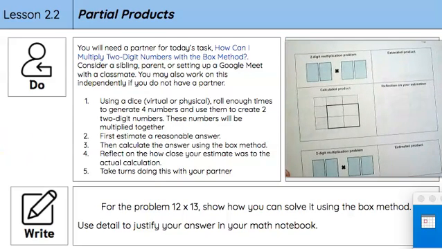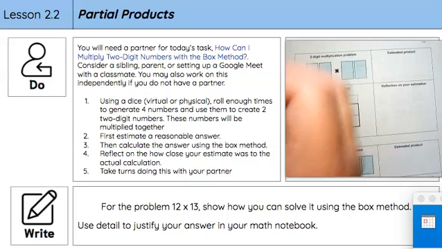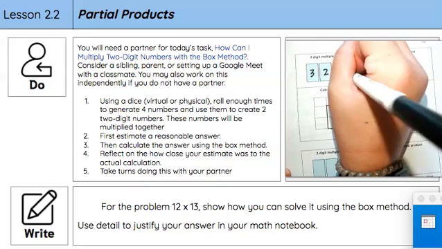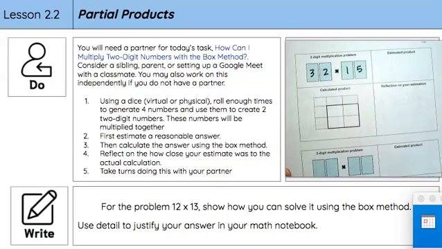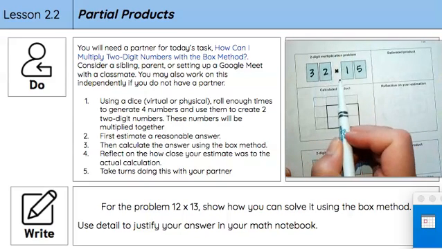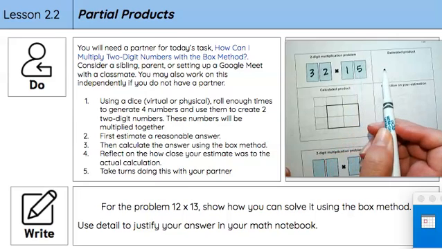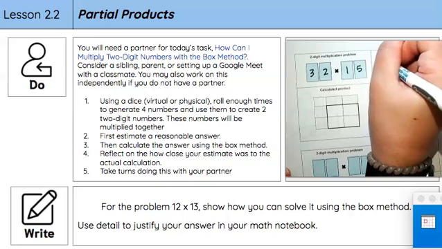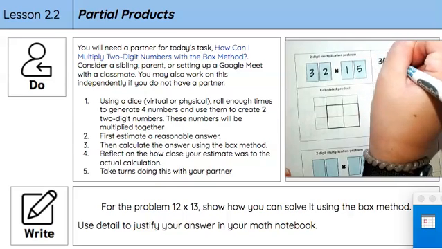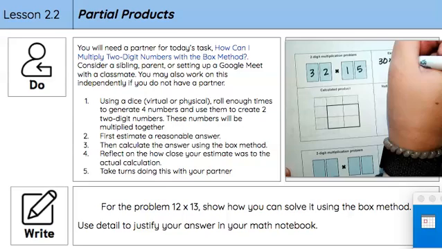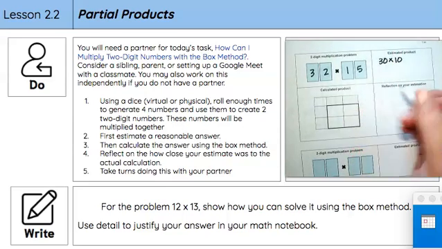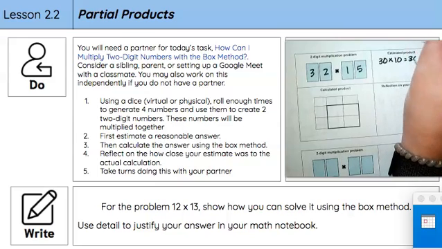Let me model one example for you. Let's say I rolled a 3, a 2, a 1, and a 5. My expression is 32 times 15. In order to estimate, I'm going to round 32 down to 30, and I'm going to round 15 to 10. You could also round it to 20, it's up to you. And I know that 30 times 10 is 300.